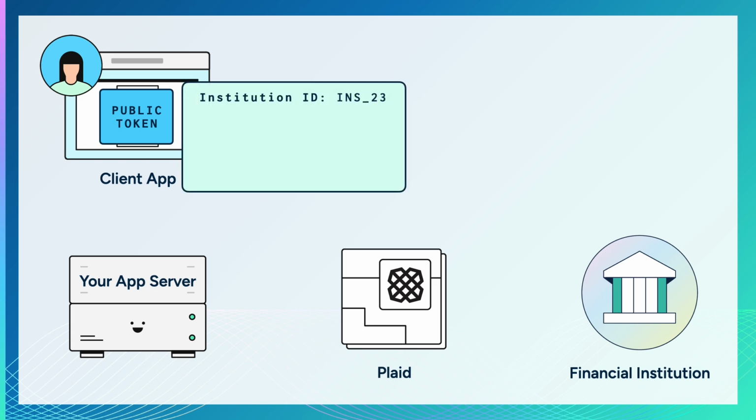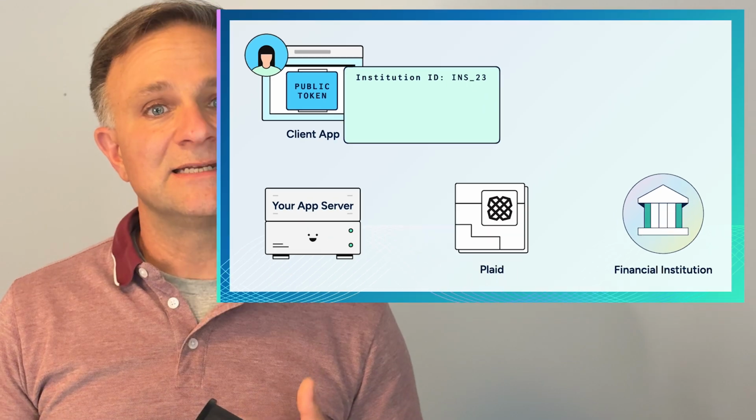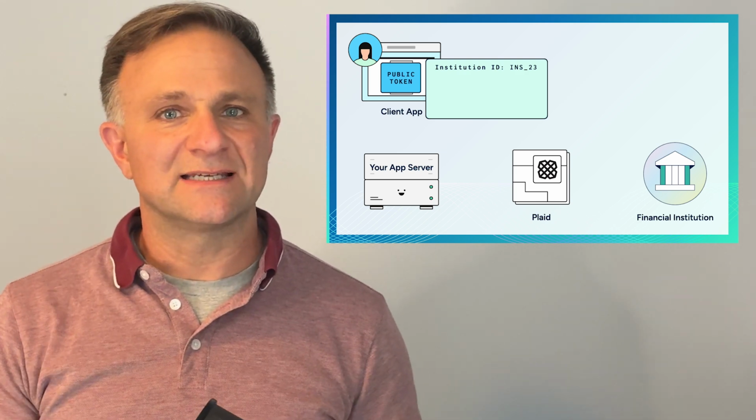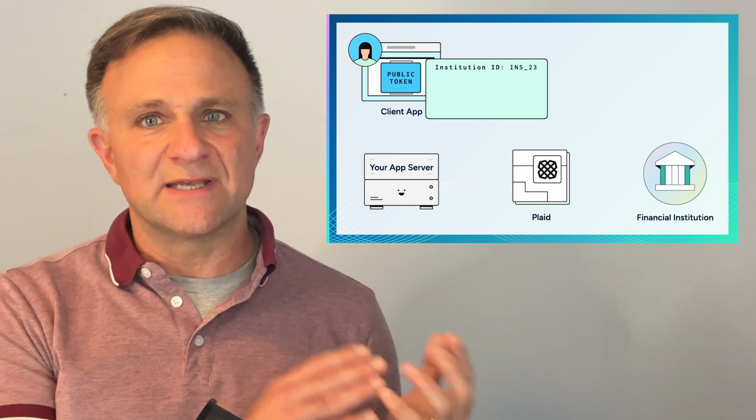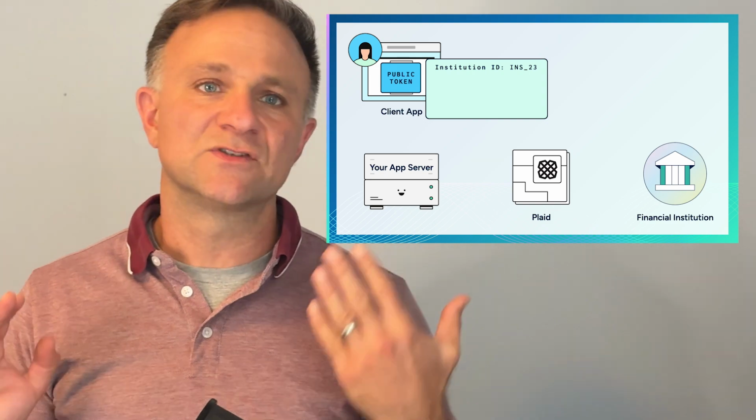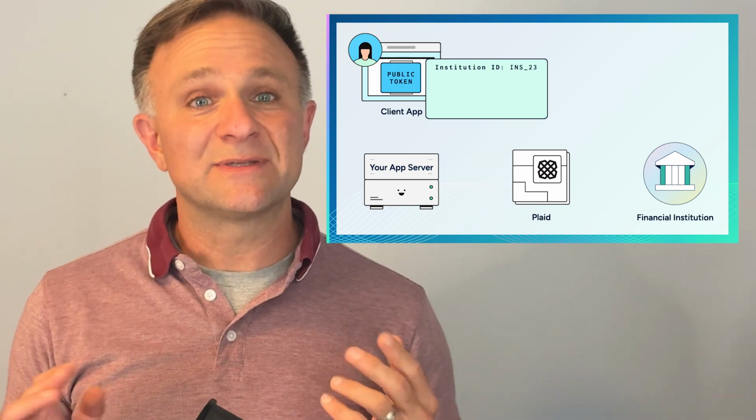Specifically, you'll get an institution ID, which is like a publicly facing ID for the bank. Like ins_56 is Chase, ins_127989 is Bank of America, and so on. This, by the way, is not the same as an item ID.